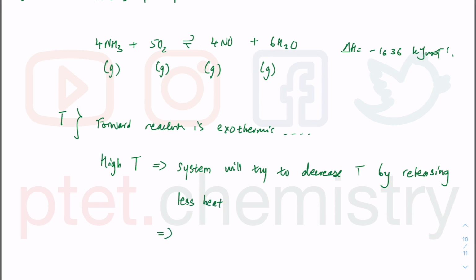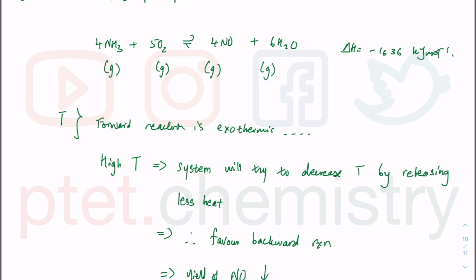Remember, your forward reactions release heat. When you release less heat, therefore we favor the backward reactions, or we favor the left-hand side of the reactions. And therefore, when you favor the backward reaction, your yield of NO, which is on the right-hand side, will decrease.